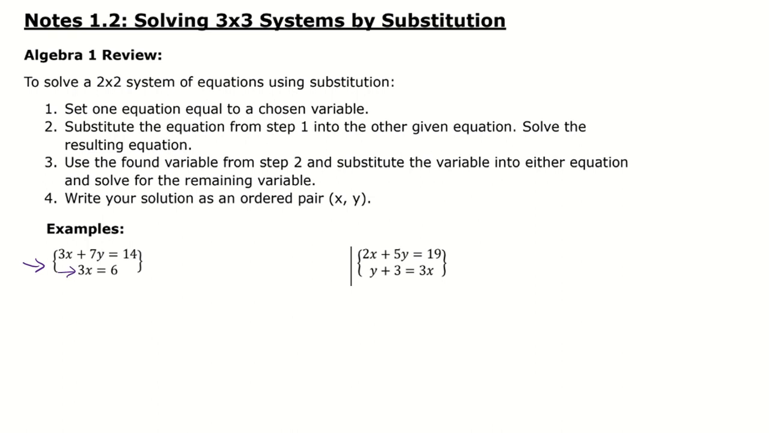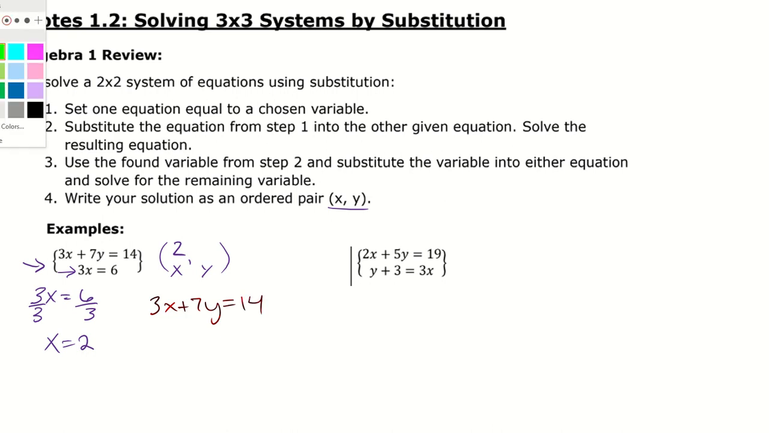The second equation looks like the easiest one, so we'll start with that. 3x equals 6. We're going to isolate for x, so divide by 3 on both sides. x equals 2. So in the solution, we have a pair of x and y. Now we need to find the y because we already found the x. So we're going to write the other equation we have, 3x plus 7y equals 14, and we're going to substitute where the x is with the value we found, the 2.